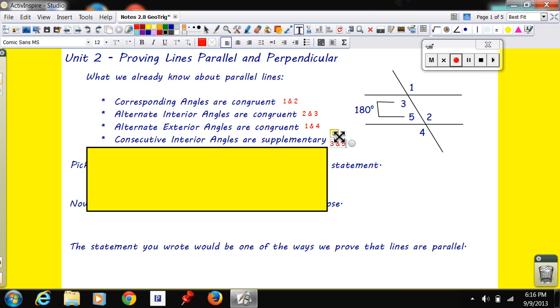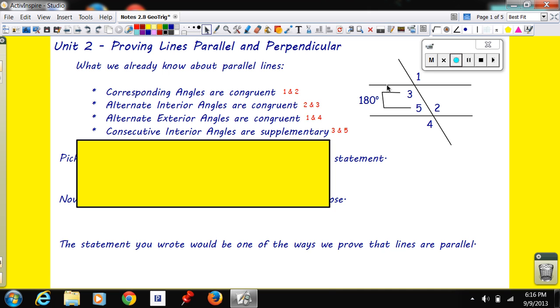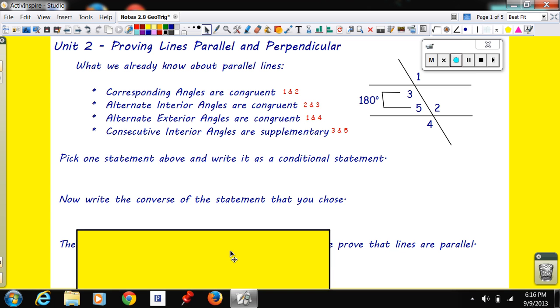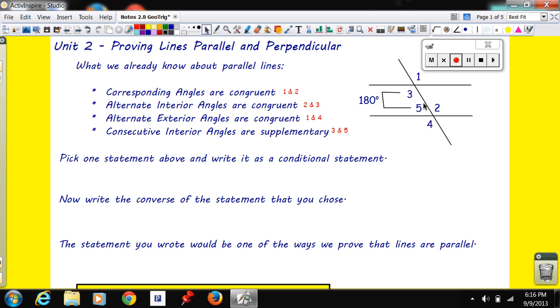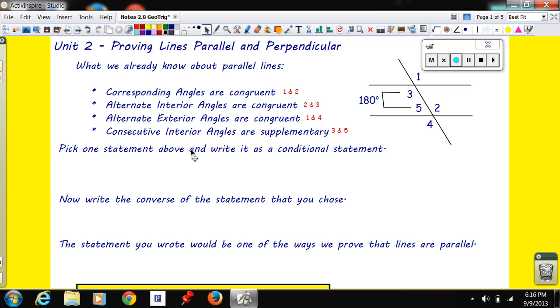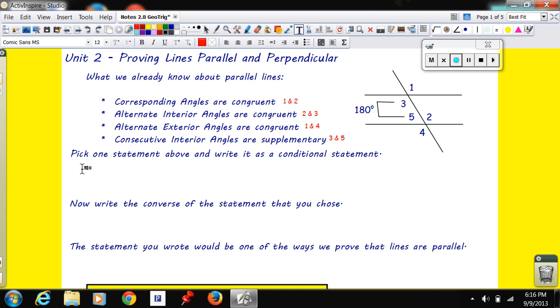Now we want to talk about how do we actually prove that the lines are parallel. And in this top situation, we were given that the lines were parallel. Now we want to say, well, what if we wanted to prove that these lines are parallel? So we're going to use what we call the converse of these statements. You will hopefully remember converse is when you flip a statement around or when you switch it. So let's pick one of the above and write it as a conditional statement. So let's pick alternate interior. Let's do that one.